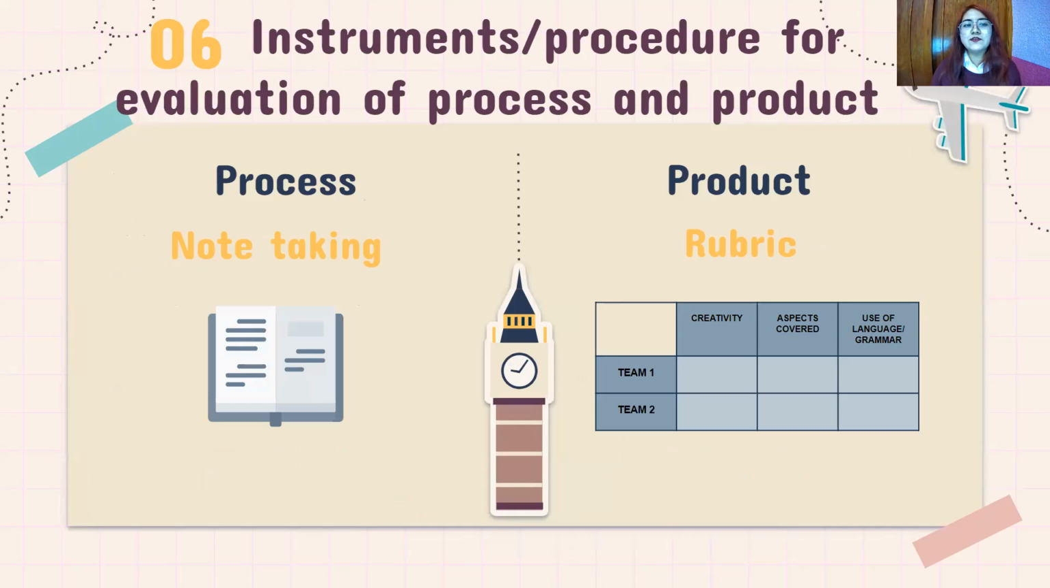And the instruments that can be used for the evaluation of the process and the product. In the case of the process, it can be note taking. So it will be necessary to do a lot of monitoring, taking notes of how students interact, how they use the language, what they are doing, how they give their opinions, and the interaction itself. And it would also be necessary to ask students to have proof of their classwork, to show what they have done.